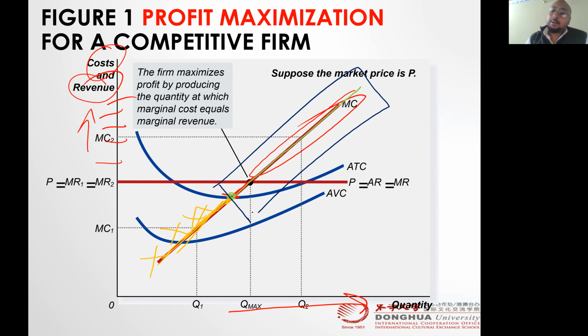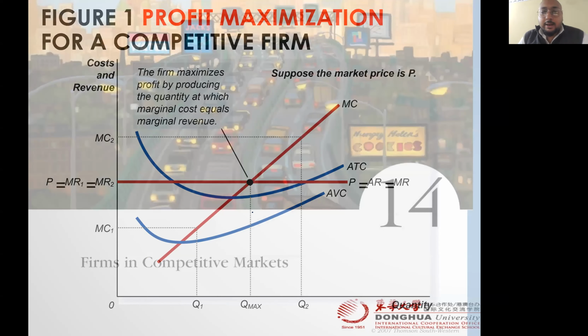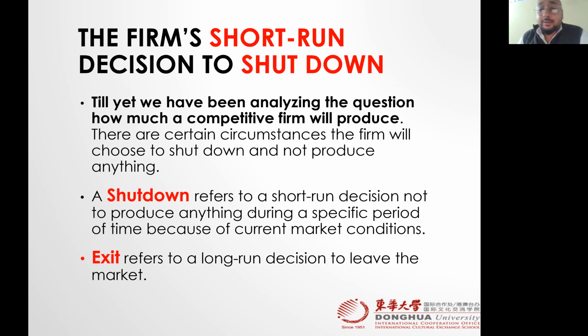All right. Now let's divide the horizon that we were talking about into short run and long run. So there are two scenarios. The short run scenario is called shutdown. Shutdown means temporary closing down of the business, not the permanent shutdown.